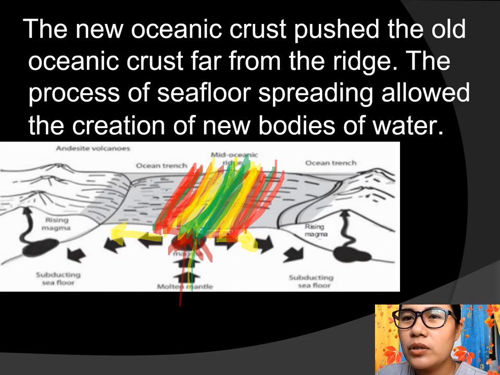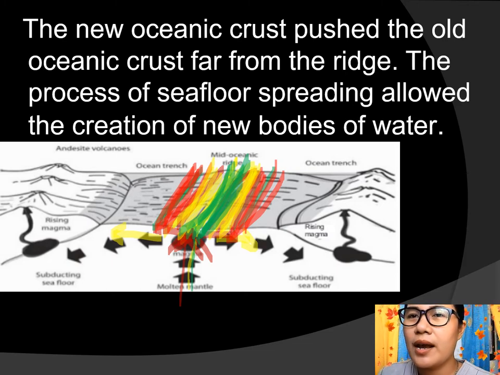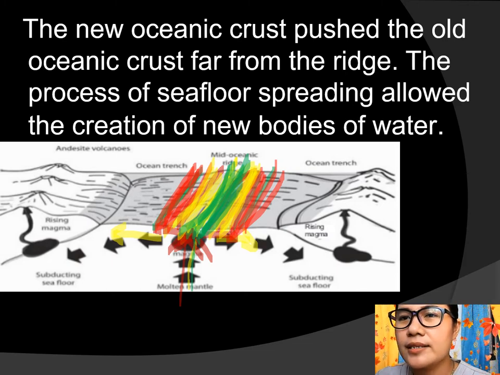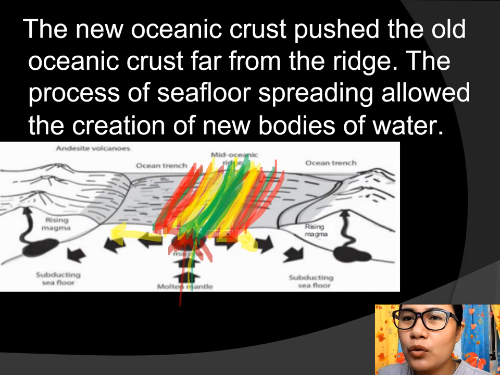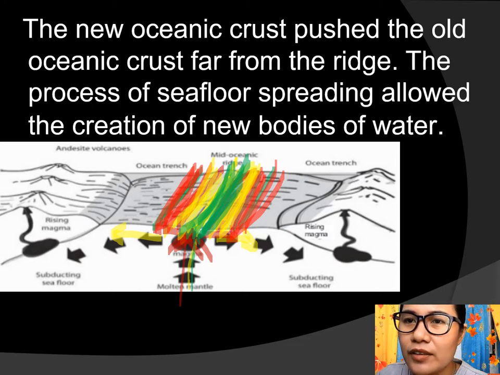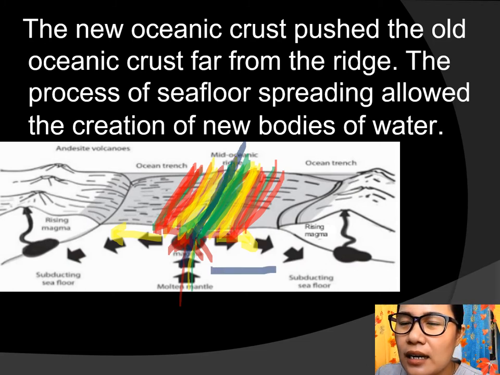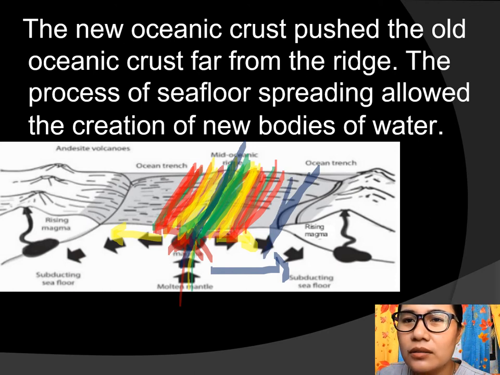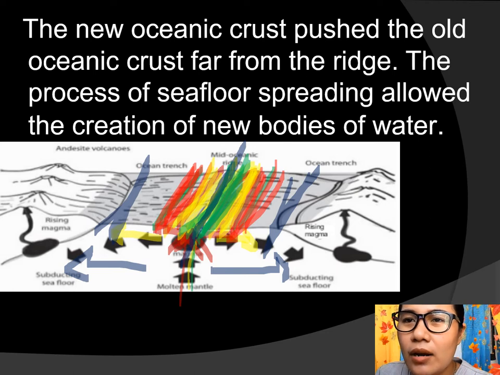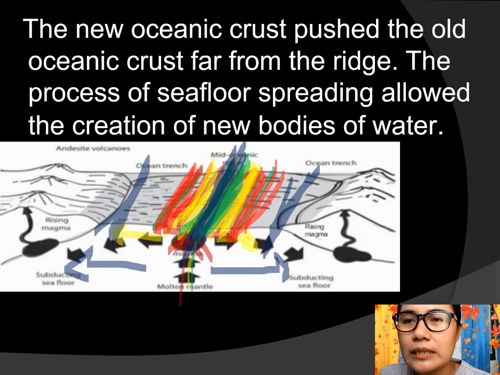Every time magma comes out, it moves to the sides, simultaneously, to the other sides of the land. So new land is formed. As you move away from the ridge, if the ridge is here in the middle, the farthest land over here is the oldest land, and the same on the other side. It is the oldest rock. Near the ridge, that's the newest rock, because it is the newest magma that came out.